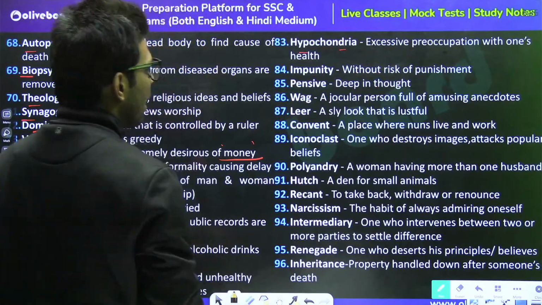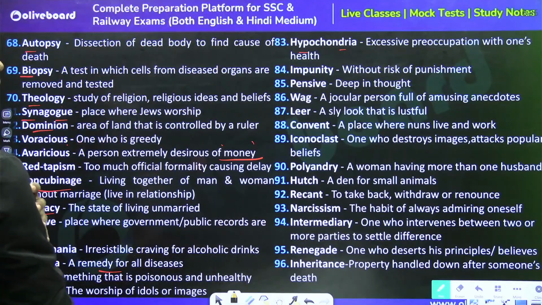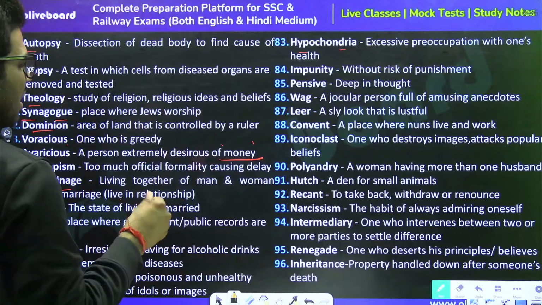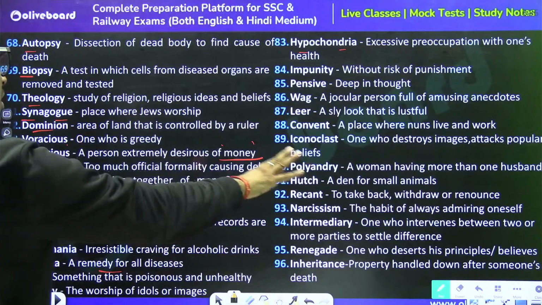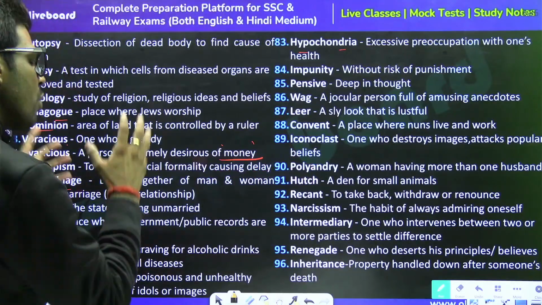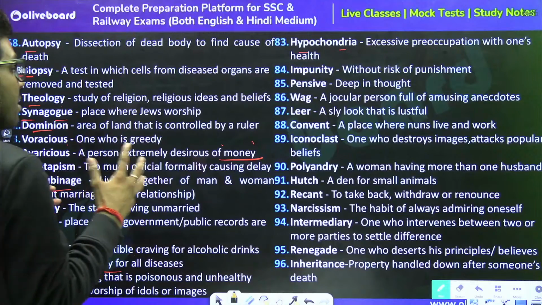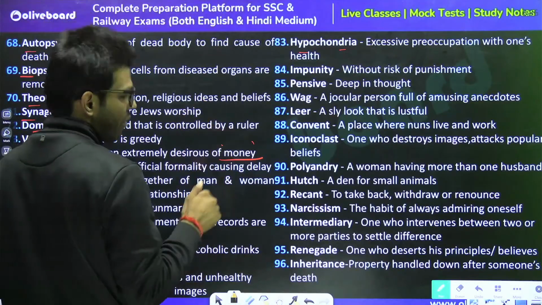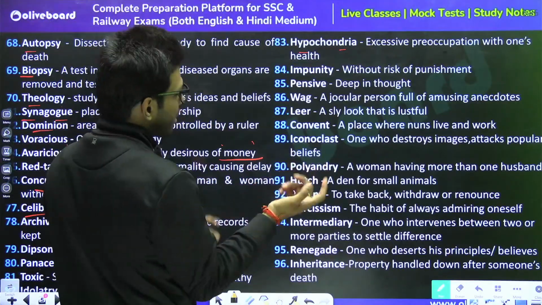Hypochondria. Hypo, that means inside, and chondria. I think I'm ill. No, no, all okay. No, I think I'm ill. You are all okay. No, I think I'm ill. Excessive preoccupation with one's health. He feels he's ill all the time.